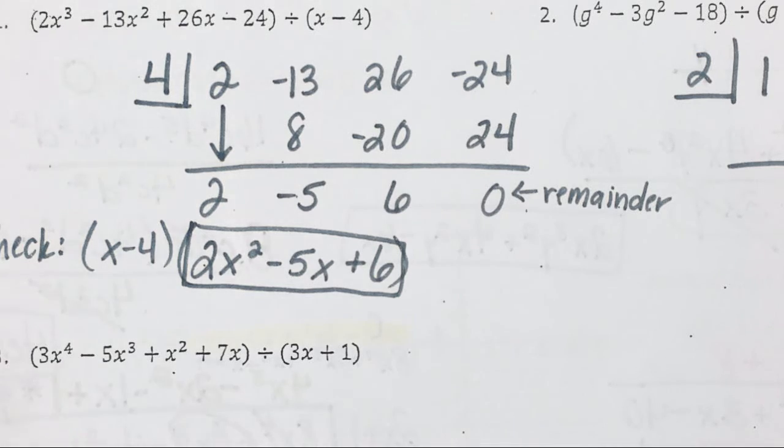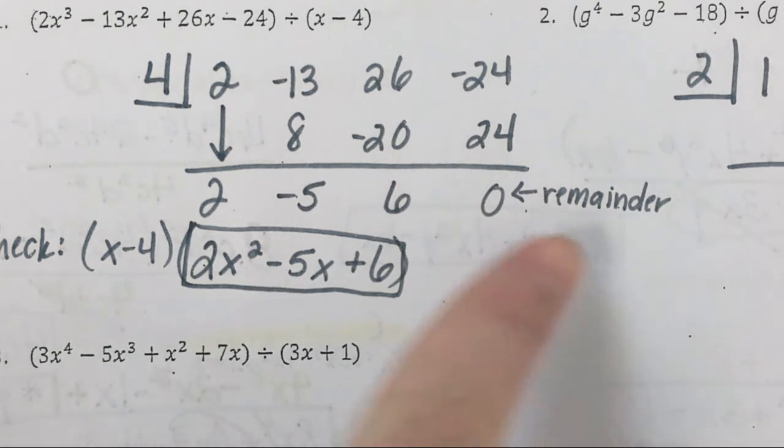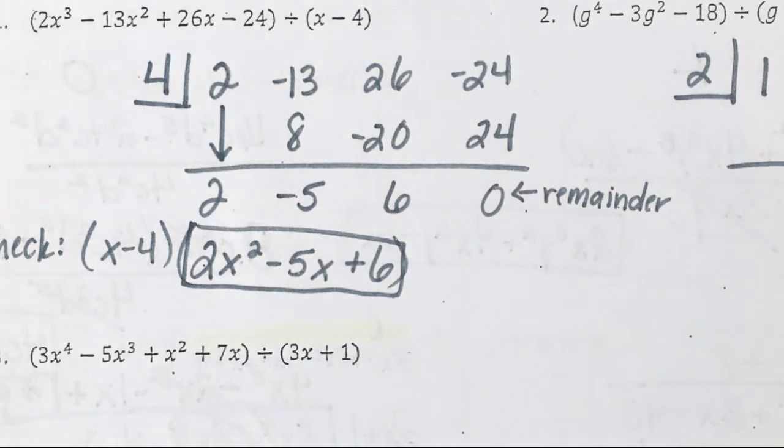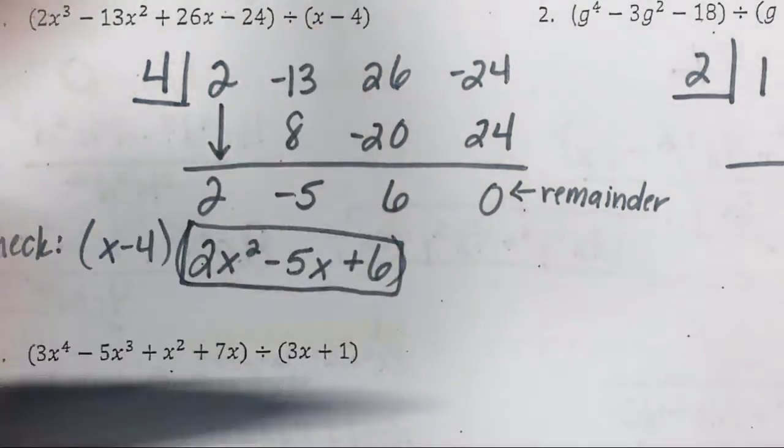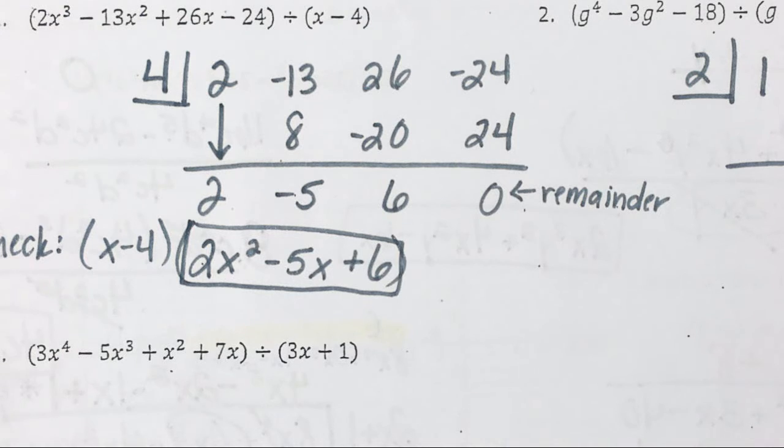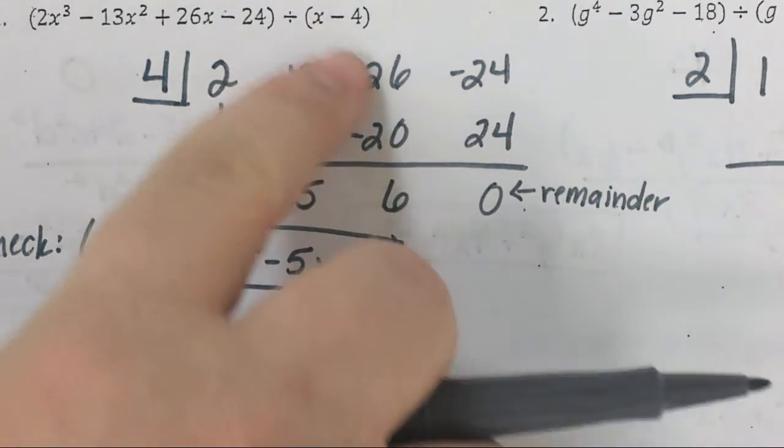Now again, this one works out nicely because the remainder is 0. If we had a remainder, let's say we had a 3, instead of doing 3 over 4, which I know is where your gut wants to go, you would have to do 3 over x minus 4. You have to go back to what we were originally dividing our polynomial by. We weren't dividing our polynomial by 4, we were dividing our polynomial by x minus 4.